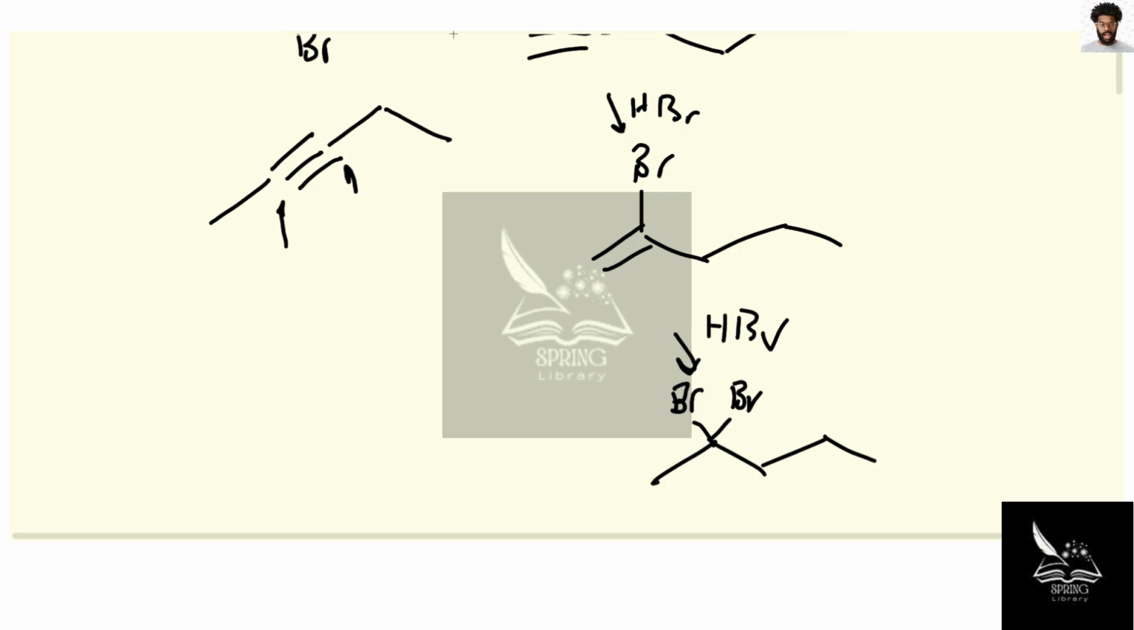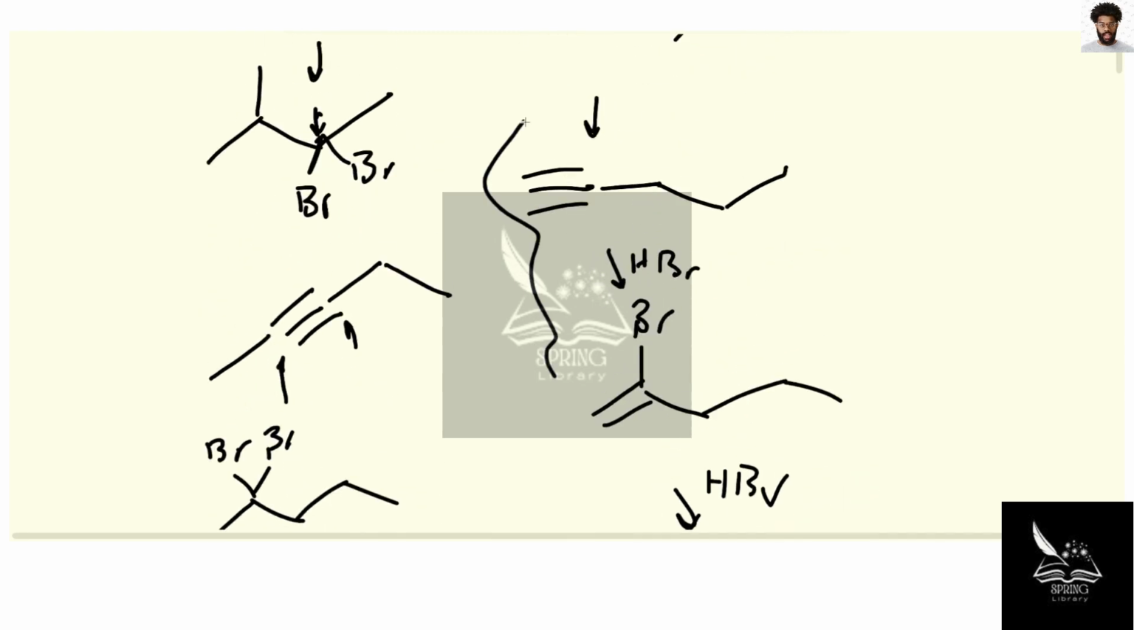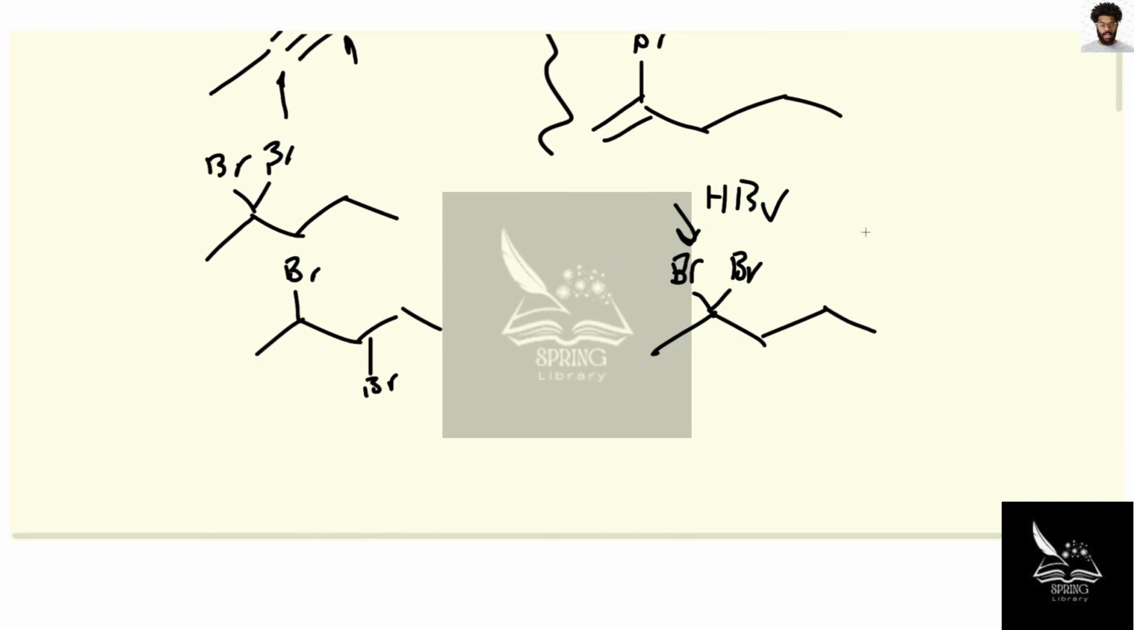Whereas if you add HBr twice to this, since neither of these is terminal, there's no real way to control which side it will add to. So while in fact we may get some 2,2-dibromopentane, we are also likely to end up with 2,3-dibromopentane, right? Or even 3,3-dibromopentane. Whereas for the terminal alkyne, we will only end up with 2,2-dibromopentane. So that's the answer. It's pent-1-yne and excess HBr.